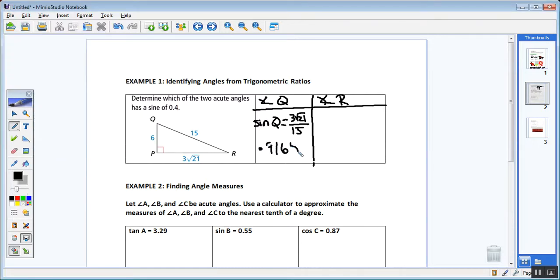All right, so let's go to angle R. So if I was looking at the, which ratio am I looking at here for this question? 6 over 5 root 2. So I'm going to go sine of angle R.